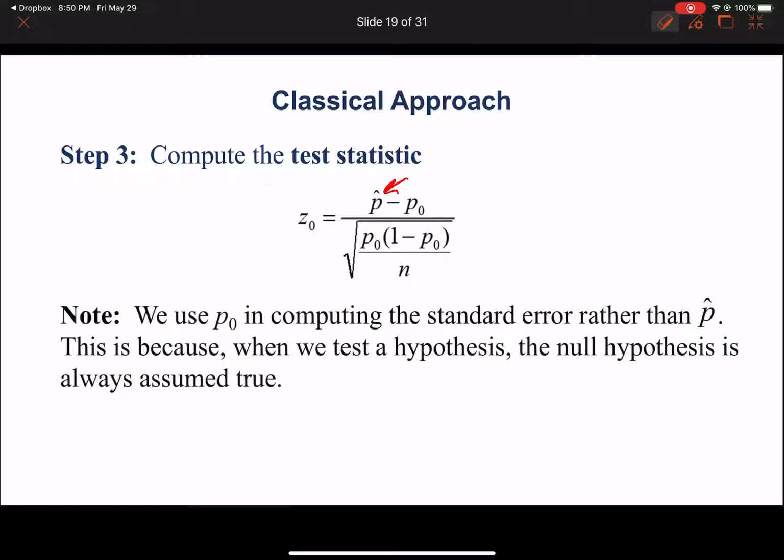Because we are assuming the null hypothesis is true until we are done with this, that's why we use our p-naught in our standard error. So our standard error, our new standard deviation, we use the p-naught.